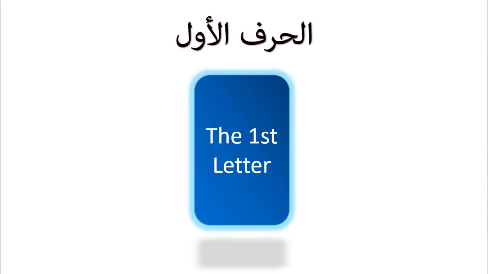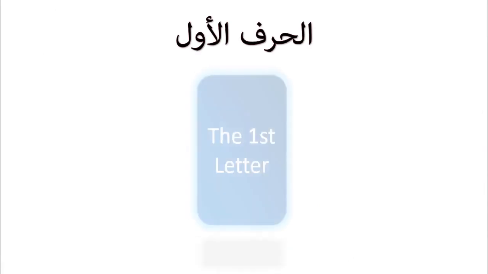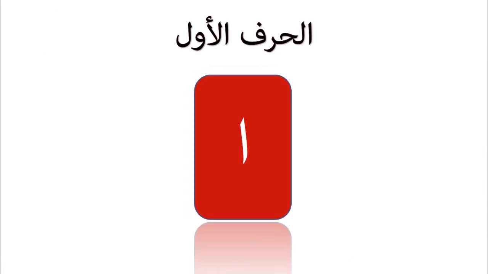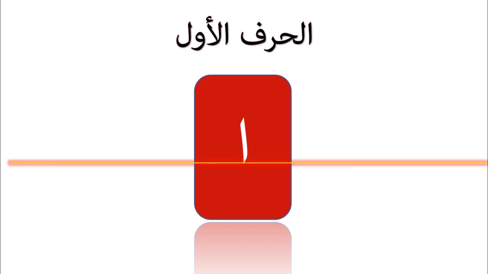The Alif is the first letter of the Arabic alphabet. It is a disjoint letter. This means that it does not join the letter following it. However, it does join the letter preceding it, which is the letter to its right. The Alif is written as a vertical stroke from top to bottom. It has only one form, and it rests on the writing line. Now let's watch the following clip.